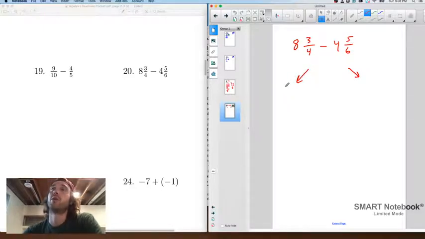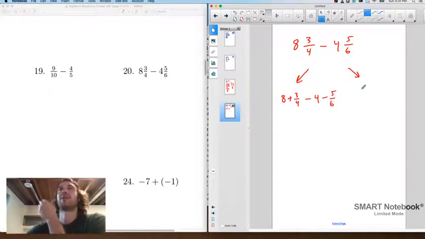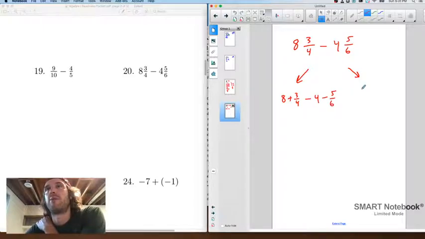Way number one would be to think about doing the subtraction first. So what we have going on here, it's really 8 plus 3/4, right, minus 4, but you're subtracting the 4 and you're subtracting the 5/6, so it's minus 5/6. And here's what's a problem here. We can't do 3/4 minus 5/6 because 5/6 is bigger than 3/4 when we do this subtraction. So what we're going to do here is I'm actually going to change this up.